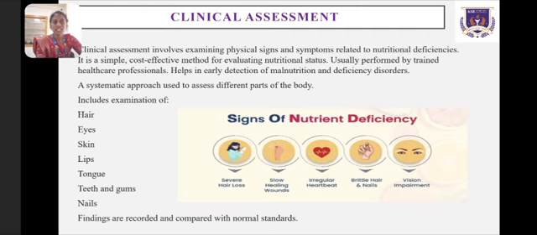And we move to the clinical assessment. Clinical assessment tools are the same as the previous topic. It examines the hair, eyes, skin, lips, tongue, teeth and gum, nails. These clinical assessments are used to evaluate the person's conditions. It is a simple cost-effective method for evaluating nutritional status, as well as helping in the detection of malnutrition and deficiency disorders.